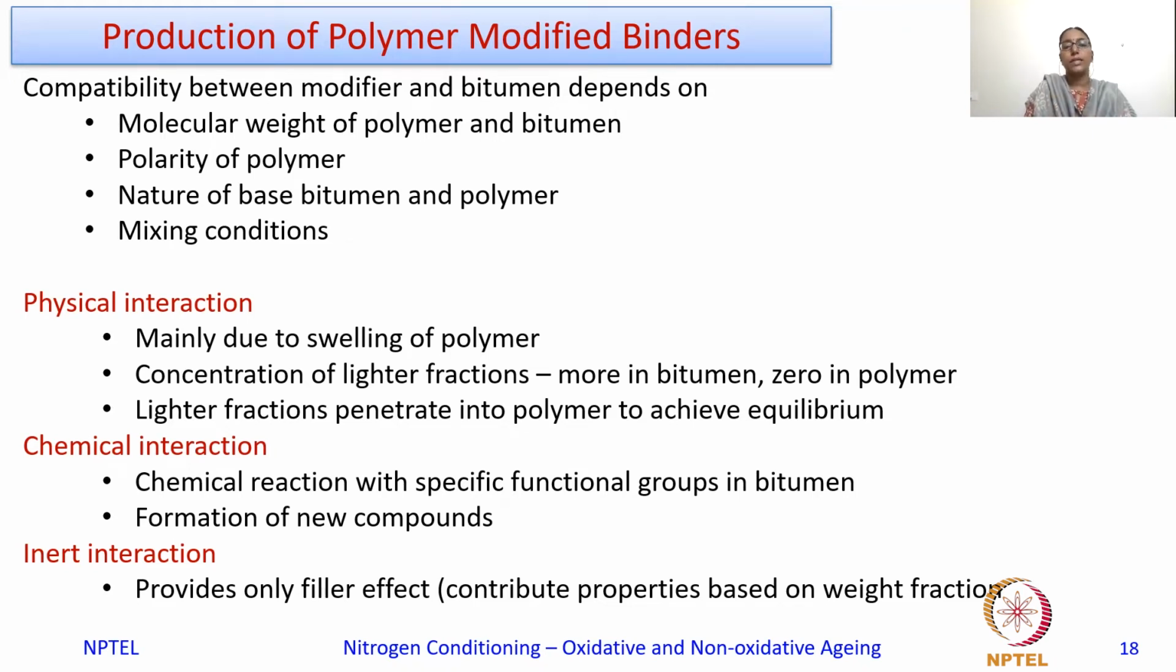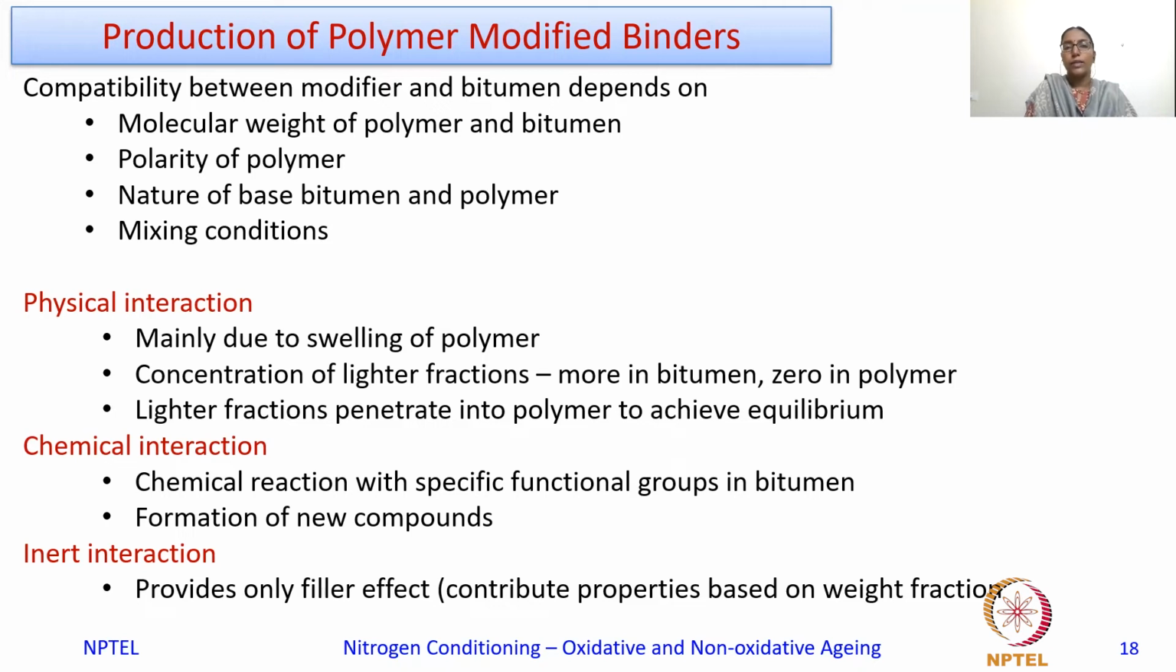In the physical interaction, essentially the swelling of the polymer happens because the polymer will absorb the lighter fractions that are available in the bitumen and then swell. This will lead to the formation of a network of polymer, which adds to the stiffness of the modified binder. There could be other reactions. One is a chemical reaction, wherein the polymer chemically reacts with the bitumen and forms new compounds. Whereas in the inert reaction, the polymer will act as a filler.